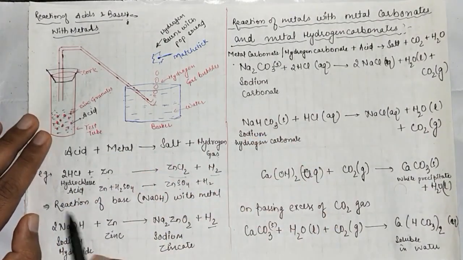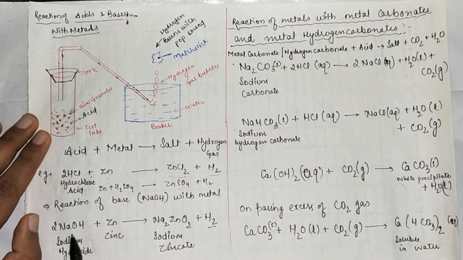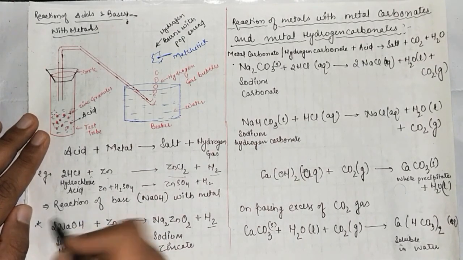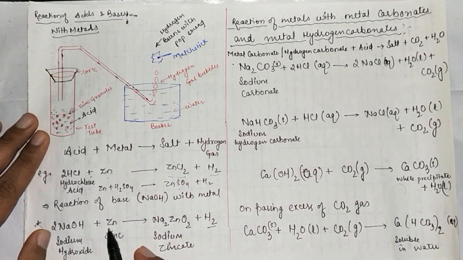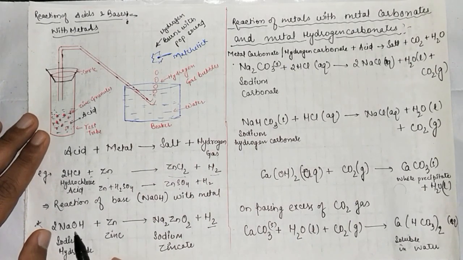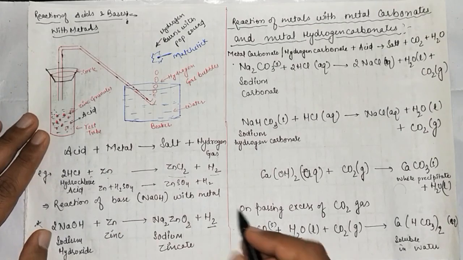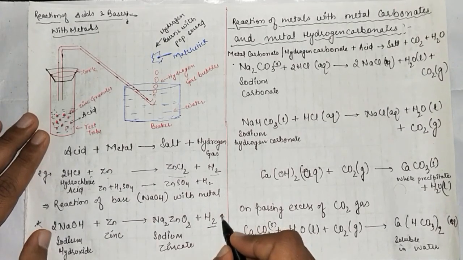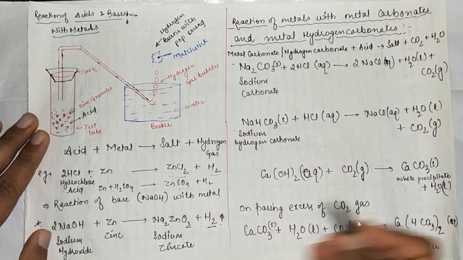And what reaction takes place, we have taken one example, a very important reaction, that is NaOH plus zinc. NaOH is sodium hydroxide, it's a base, plus zinc, it forms sodium zincate, Na2ZnO2, and hydrogen gas is again evolved here. Okay, this is the symbol of gas.